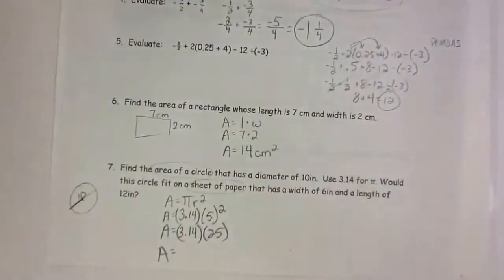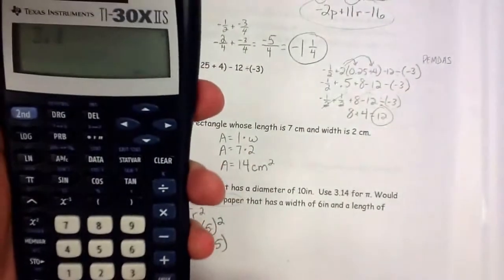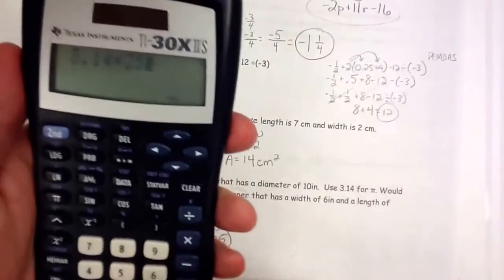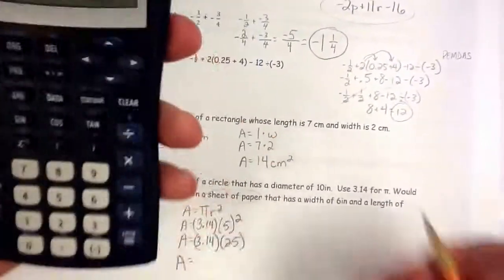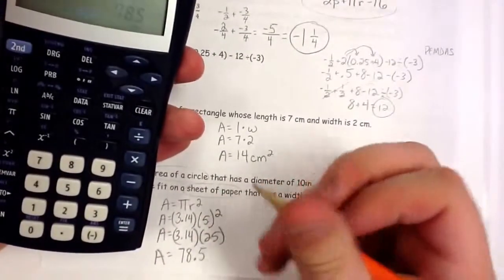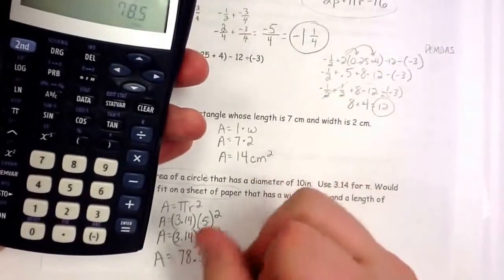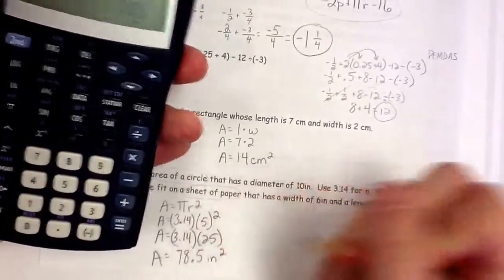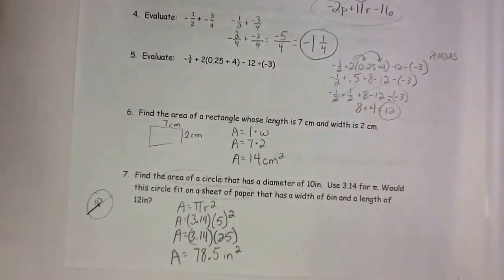A equals, we got 3.14 times 25, hit our equal sign, 78.5. So the area of our circle is 78.5 inches squared. Okay. Now we have the area of the circle.